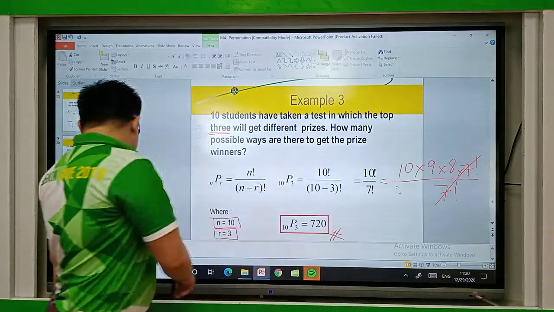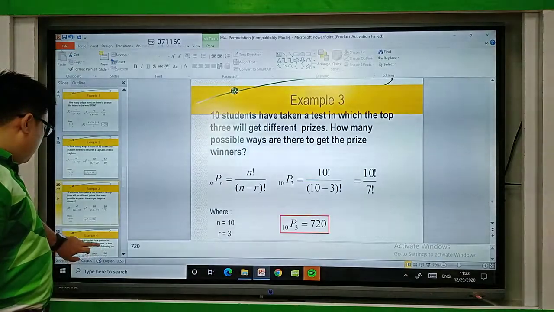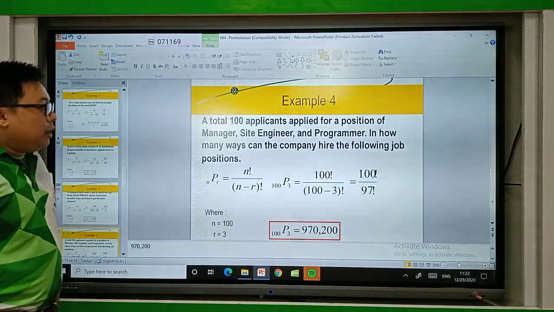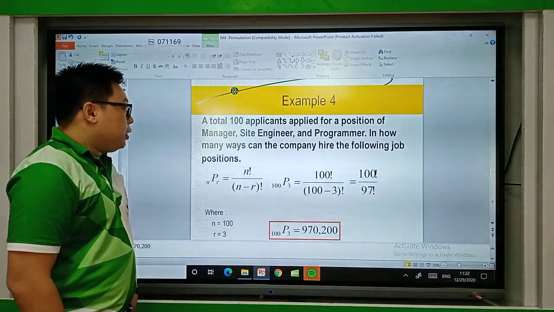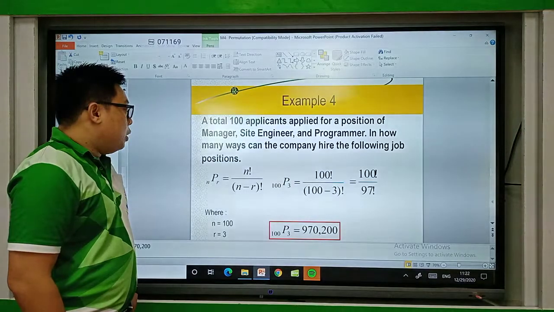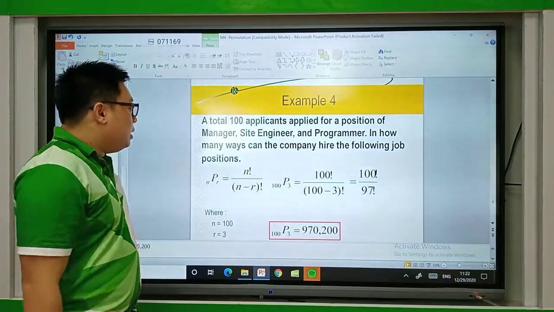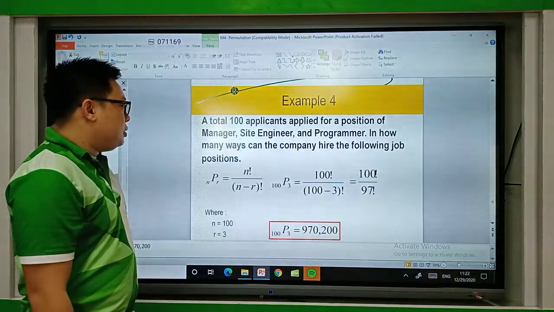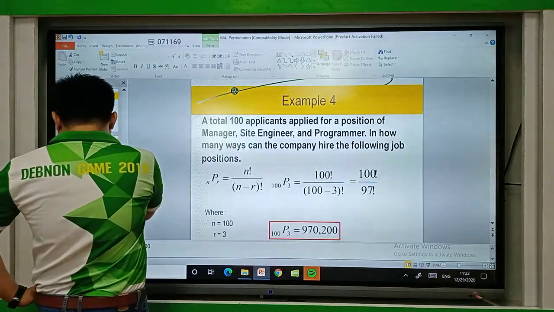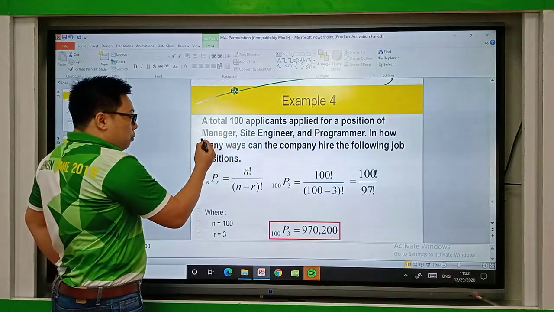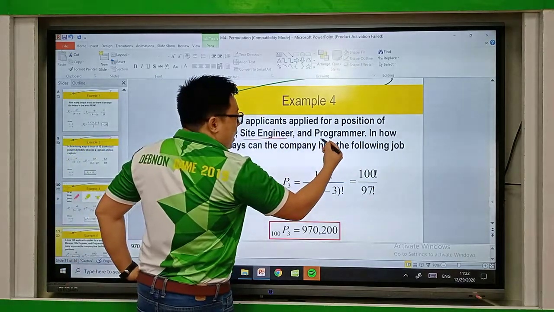Okay, one more example. I guess we need one more example for you guys. There are a total of 100 applicants. Maybe this is what you'll be doing: when you finish your study, you try to apply for a position. So there are 100 applicants who applied to be a manager, site engineer, and programmer.